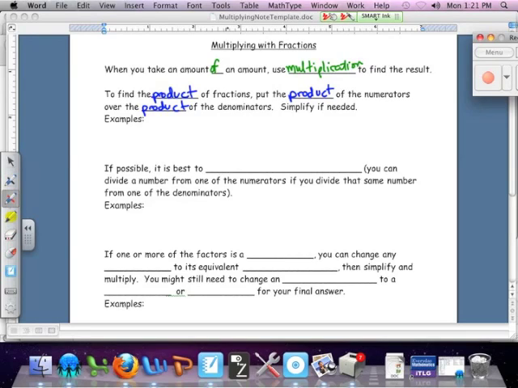So we're going to have 2 examples here. 4/5 times 7/9 will be our first example. So who can tell me what I get as my product numerator when I multiply across the top? Yes, ma'am? 28. And what am I going to get as my product's denominator? 45. And can that be simplified?